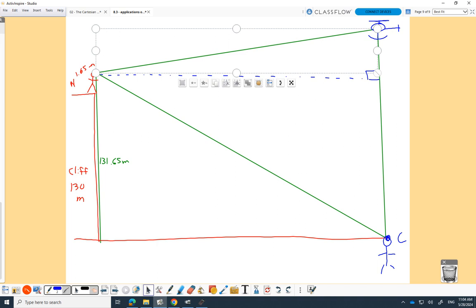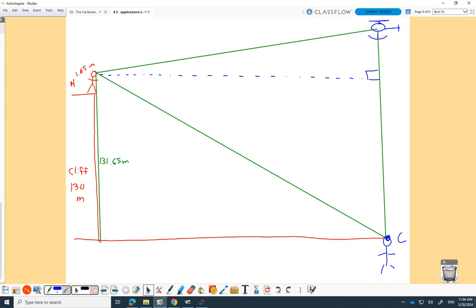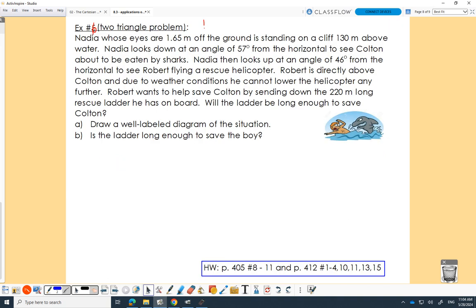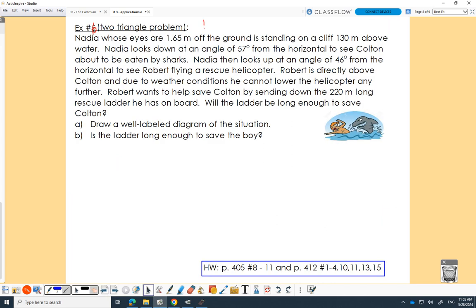So let's go back and see if we have any other measurements we can put on. 1.65, I used 130. Nadia looks down at Colton at an angle of 57. She doesn't look down on Colton. She's not judging him. From the horizontal down is 57. Good. Then she looks up at Robert. 46 degrees.